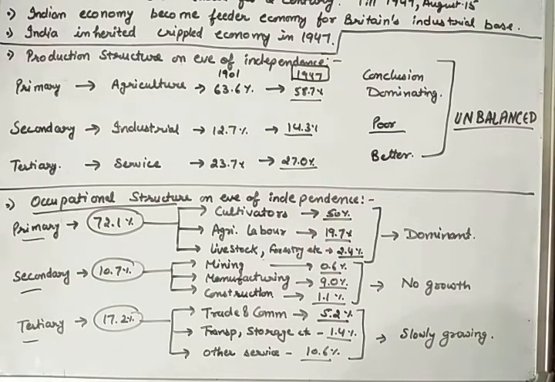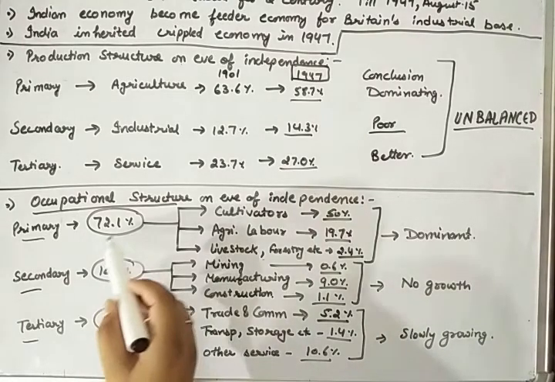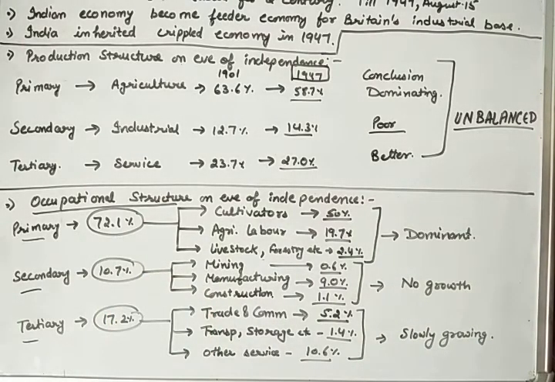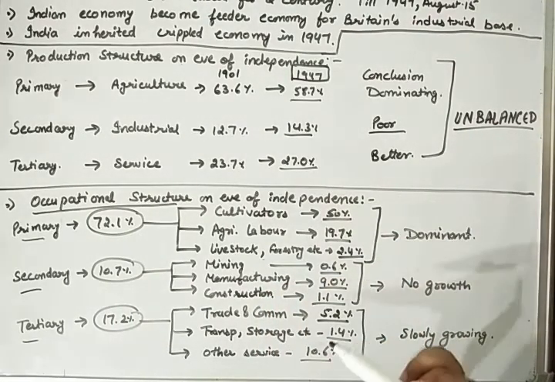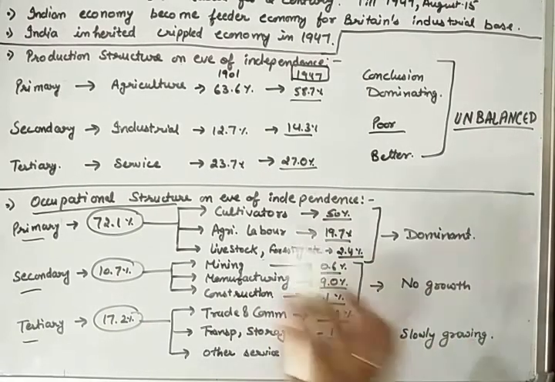In primary sector, 72.1% people were engaged. Now this data is of 1951 because reliable data was not available for 1947. That's why we have data of 1951. In this data, it is shown that 72.1% population was engaged in primary sector itself, out of which 50% was engaged in cultivation, various types of cultivation. That is a huge amount. That is half of India's population was doing cultivation.